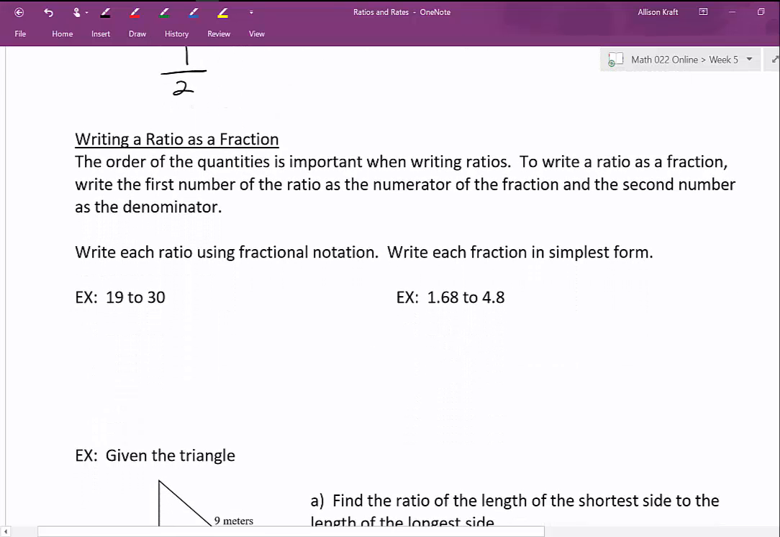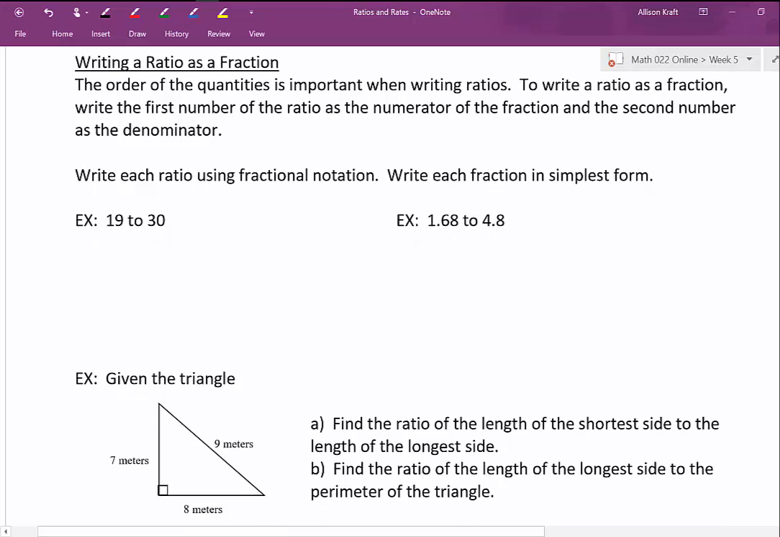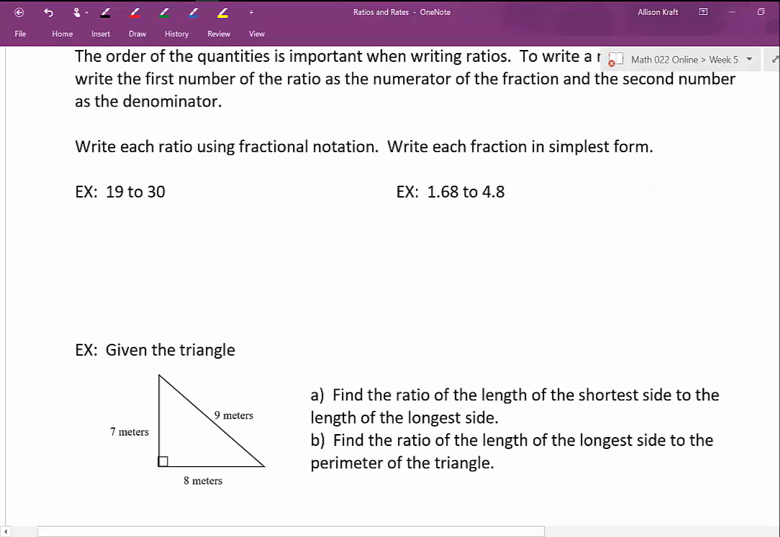The order of the quantities is important when writing ratios. To write a ratio as a fraction, write the first number of the ratio as the numerator of the fraction and the second number as the denominator. So let's write each ratio using fractional notation. We want to write each fraction in simplest form. The first number goes in the numerator, the second number goes in the denominator. Now we want to see whether we can simplify that fraction. We cannot. That's our ratio.